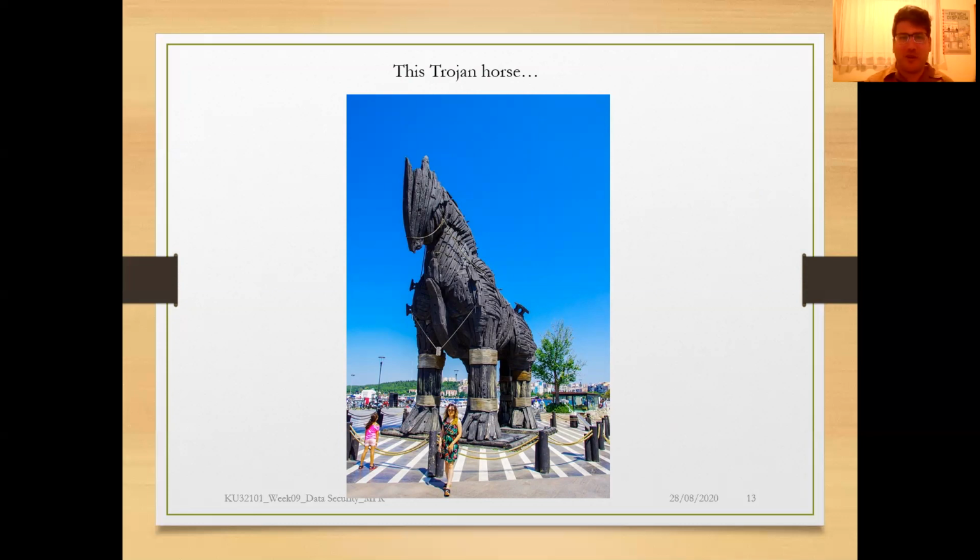Okay, so maybe you don't know what this Trojan horse is. So this is a sculpture which shows the Trojan horse used in the Trojan War by the Greeks. So the Greeks gave a Trojan horse as a gift to the Trojans, and the Trojans took the horse and put it inside their city. But the Greeks were actually hiding inside of the horse, and they snuck out of the horse during the night and attacked the Trojans. Okay, so how is that similar or different to a computer Trojan horse?